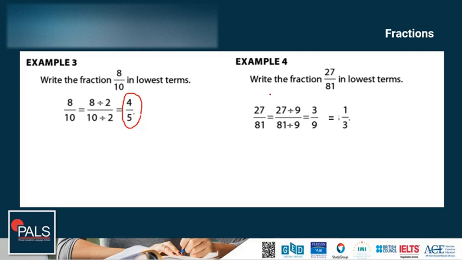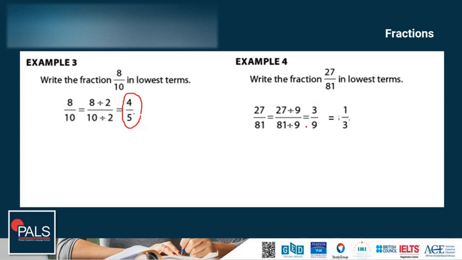Example 4. Write the fraction 27/81 in lowest terms. If you divide 27/81, the easiest pick is 9, because we know that 27 can be divided by 9 and 81 can be divided by 9. So we can actually start with 9. So 27 divided by 9 is 3. 81 divided by 9 is 9.